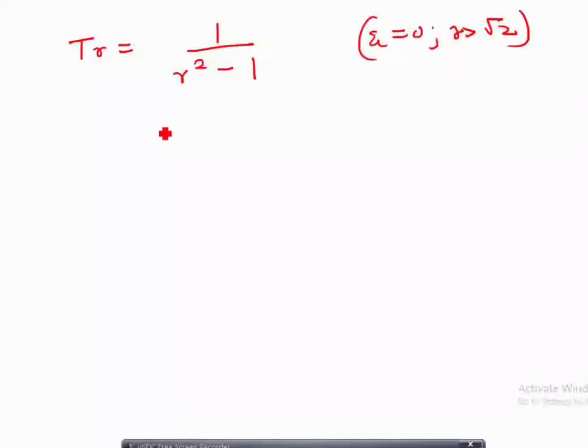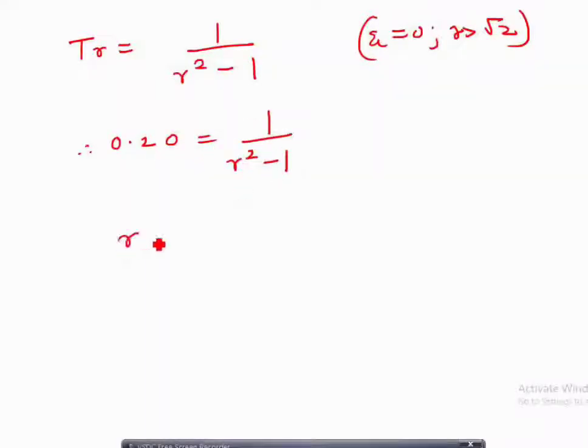Okay, now what is the formula? Tr is equal to square root of (1 plus (2 zeta r) square) upon square root of ((1 minus r square) square plus (2 zeta r) square). But you know that zeta is equal to 0. Now when zeta is equal to 0 and also r is greater than root 2, my formula gets modified to 1 upon r square minus 1. So that is zeta is equal to 0 and r is greater than root 2. So 1 upon r square minus 1. So what is Tr? 0.20 is equal to 1 upon r square minus 1.